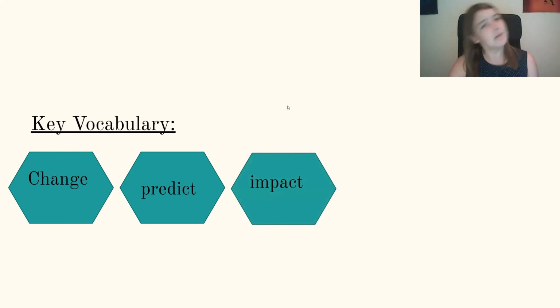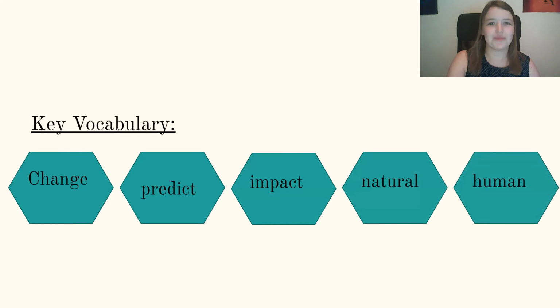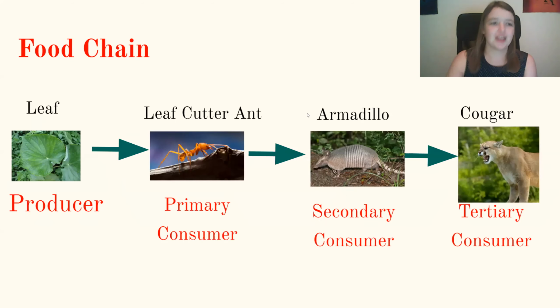Impact. That might be something you've heard before if you've been doing impacts in geography. Often we talk about impacts and they go hand in hand with change, how things have changed. Natural and human. Change, predict, impact, natural and human. And we'll be using these today in our lesson.